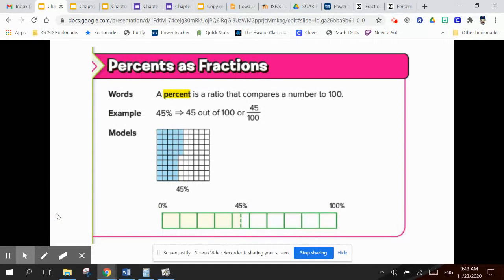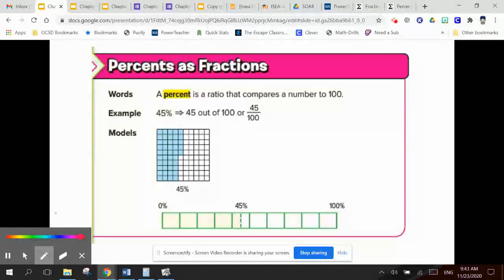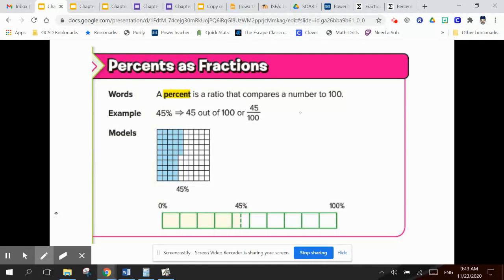A percent is a ratio that compares a number to 100. 45% is the same as 45 out of 100 or 45 hundredths. Today we're going to be writing our fractions in simplest form. So 45 100ths is the same as 9 20ths.